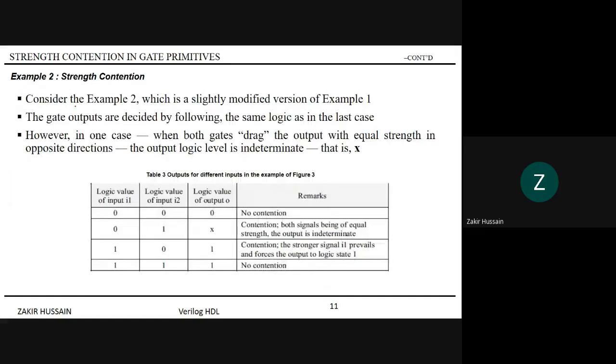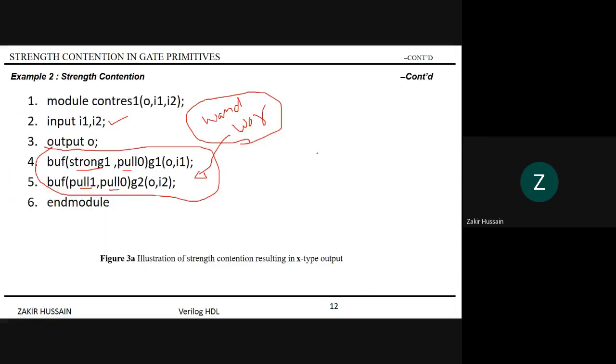Now example two. In this example, it is a slightly modified version of example one. What is that modification? Let us see. The gate outputs are decided by the same logic as in the last case. However, what if both gates drag the output with equal strength? Let us see this with an example.